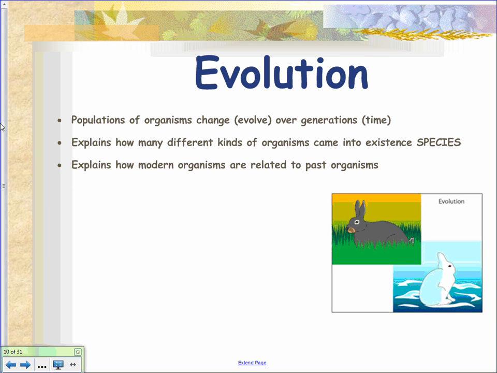Moving on, the next theme that we'll look at very briefly, and we'll cover in a lot of detail in this course, is evolution. So evolution says that populations of organisms change or evolve over generations of time. And evolution is the best explanation to explain why we have different species and how those different species came into existence. It also is the best explanation to explain how modern organisms are related to past organisms.